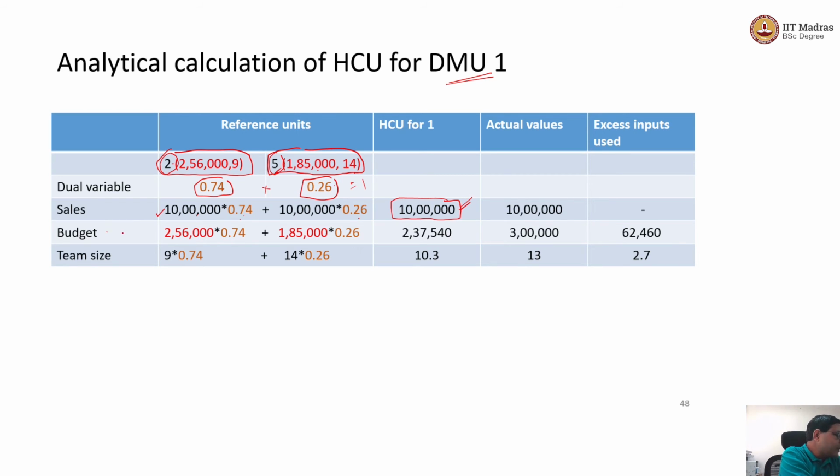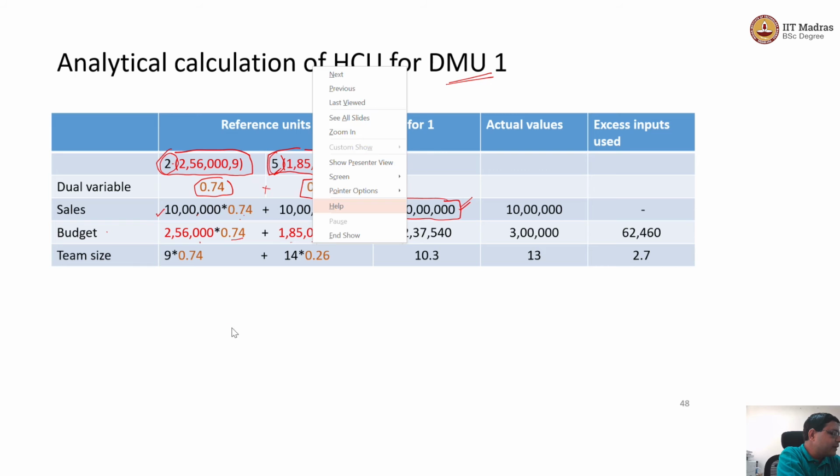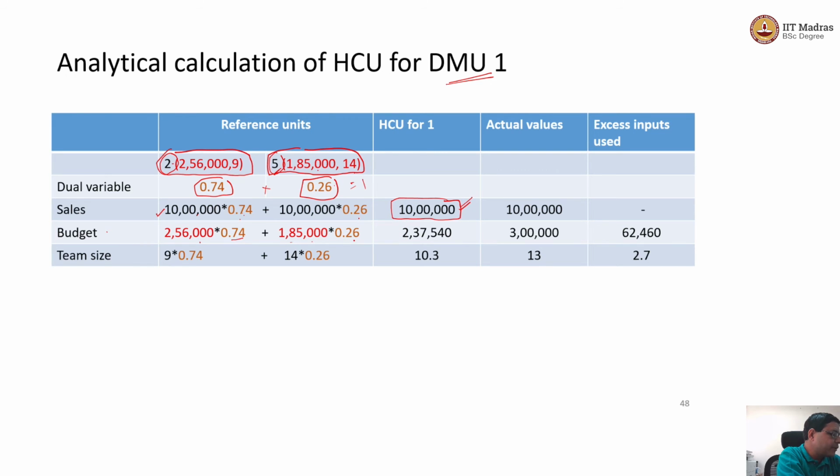Now the budget coordinate of DMU2 was 256,000. 256,000 multiplied by the dual variable 0.74, plus the budget coordinate of reference unit 5, which was 185,000, multiplied by the dual variable value of 5, which is 0.26. So 256,000 into 0.74 plus 185,000 into 0.26 is going to give you 237,540. Okay, that should be the budget coordinate for the hypothetical composite unit for 1.